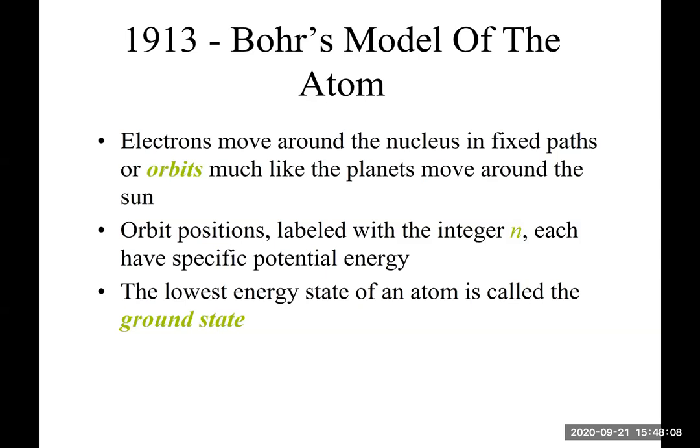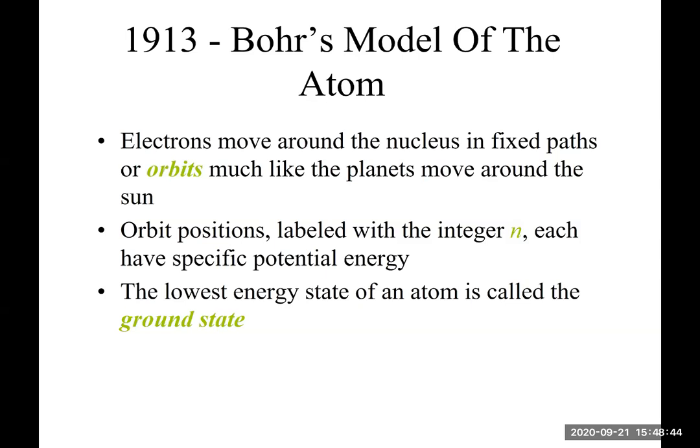So what Bohr's model says is that electrons move around the nucleus in fixed paths, much like orbits that planets move around the sun. And the orbit positions are labeled with some integer n, and what they mean by integer is we could have a position where n equals 1, a position where n equals 2, a position where n equals 3, etc. And each have a specific potential energy level. So as we increase the number, we're increasing the potential energy associated with the electrons that are orbiting the nucleus at that particular n value.